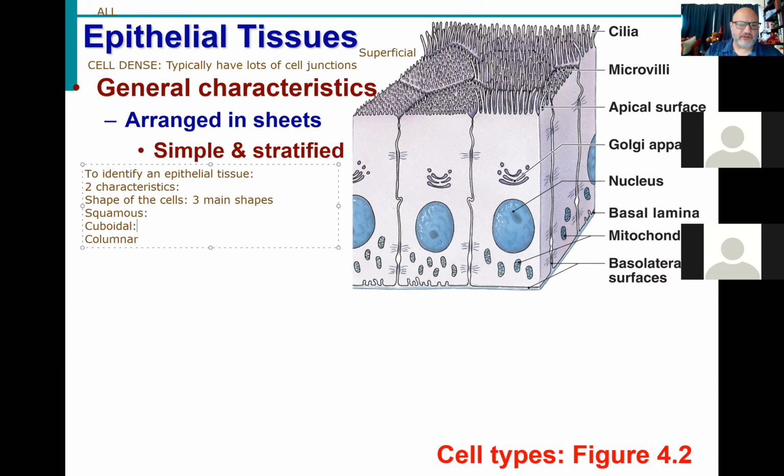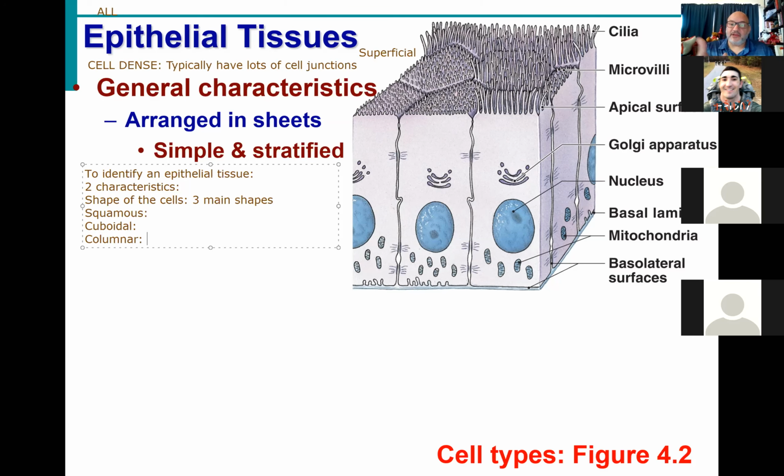Now, let's start easy. What do you think the shape of a columnar cell is? Column. Yeah, column, kind of like the ones in the pictures there. They're tall, narrow cells in their setup. What do you think a cuboidal shape is? Cube. Square. Yeah, exactly. They're short, block or square shaped cells.